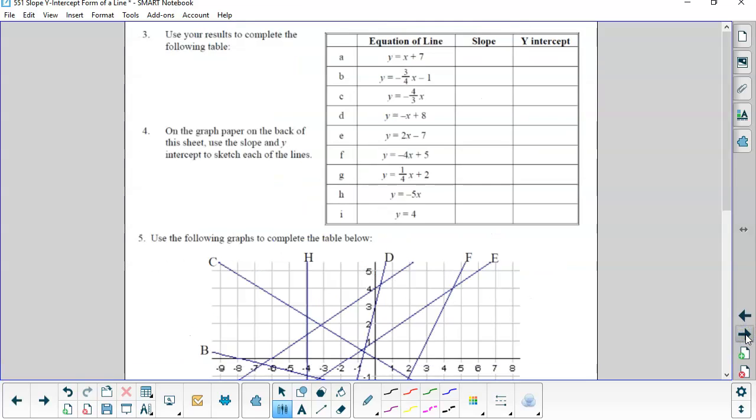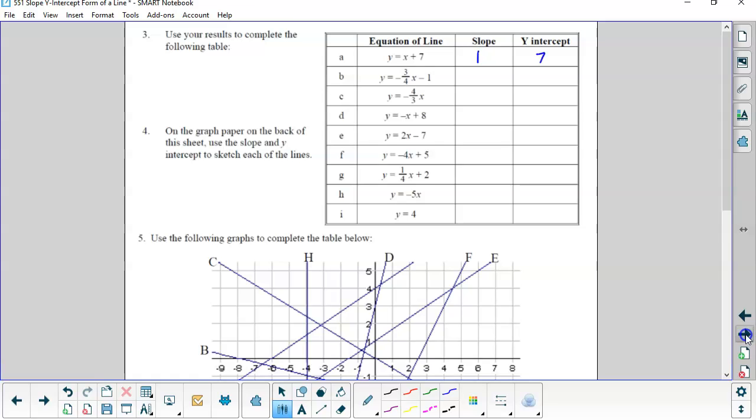Okay. So, use your results to complete the following table. So now we're looking at the equation, coming up with the slope and y-intercept. Pretty straightforward. It's just copying numbers out. So, slope is the coefficient of x. It's 1. Constant term is 7.